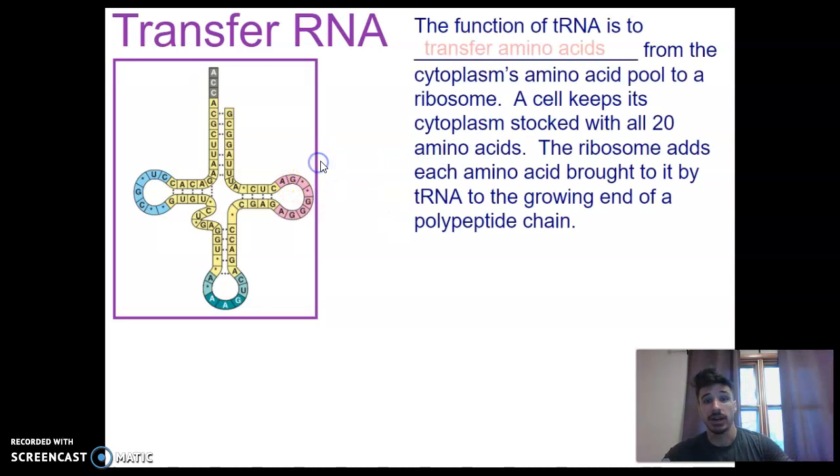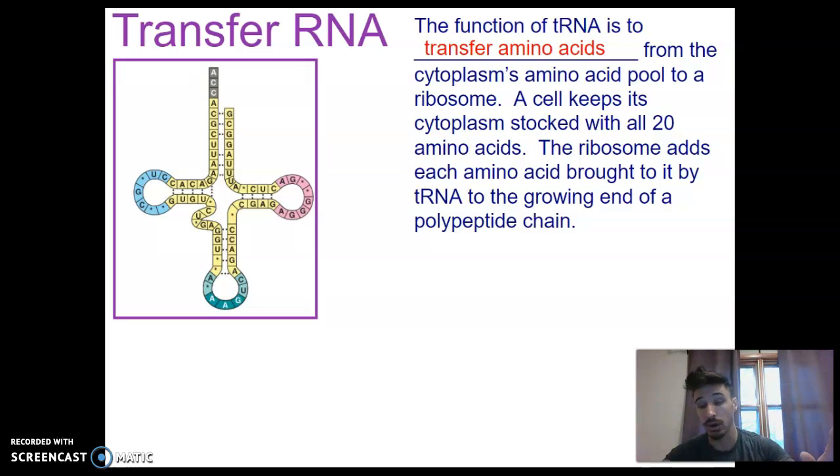So the function of tRNA is to transfer amino acids. That's why it's called transfer RNA, right? There are amino acids floating around in the cytoplasm of the cell, and this tRNA, according to whatever codon is read by the ribosome, will grab that amino acid and bring it to the ribosome.